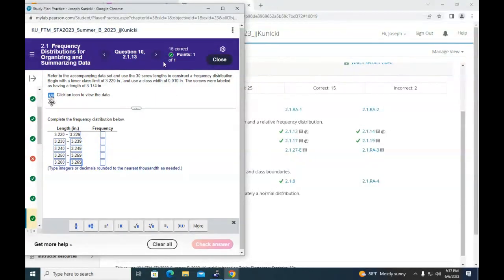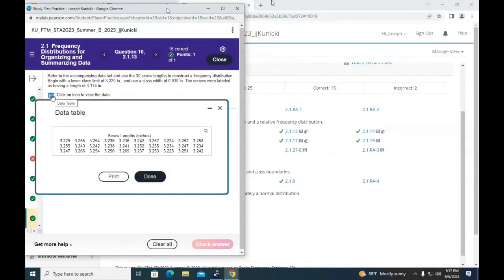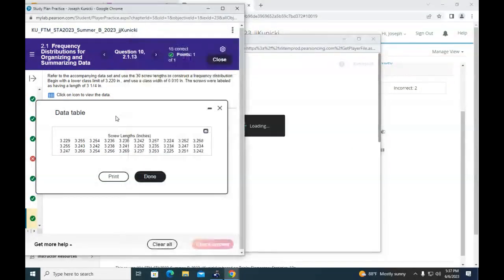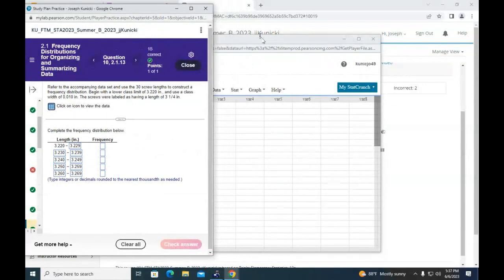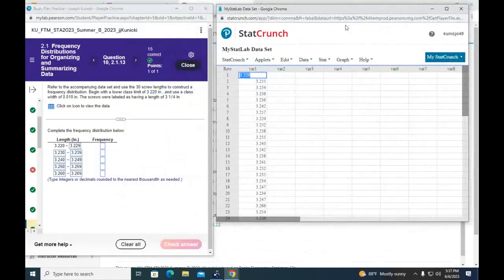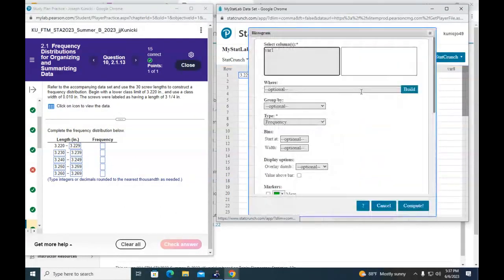Okay. Now this one says click on the icon to view the data. So it's a double click, because I got to click that, and now open in StatCrunch. There's my double rectangles. So I open in StatCrunch. Now the data table I don't need anymore, so I close it. Now, we could do this one of two ways. We can either create the histogram, or we can do the sort. So let's do it backwards this time. We'll create the histogram. As long as you got raw data, you can do the histogram.